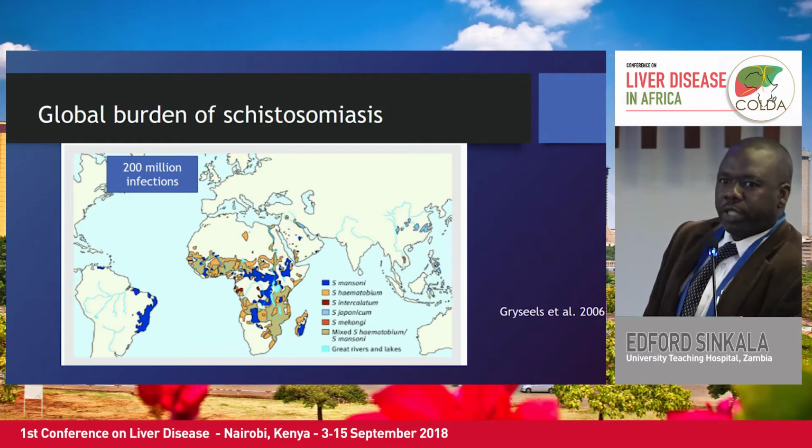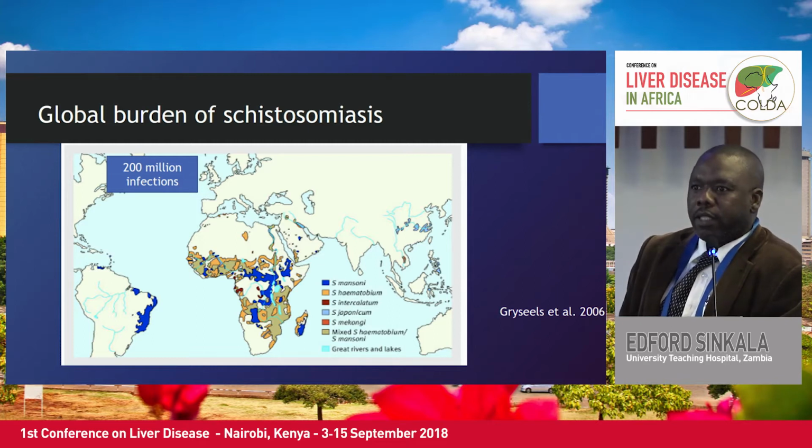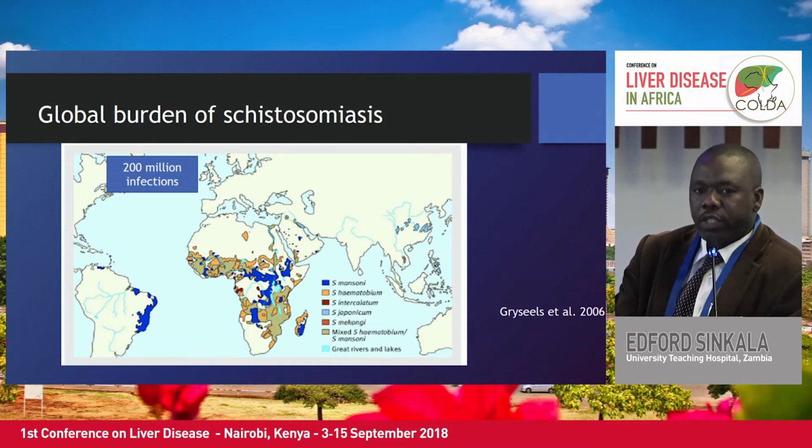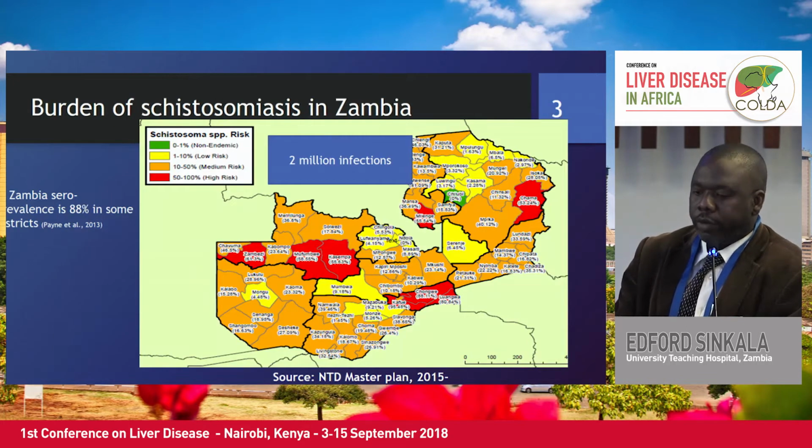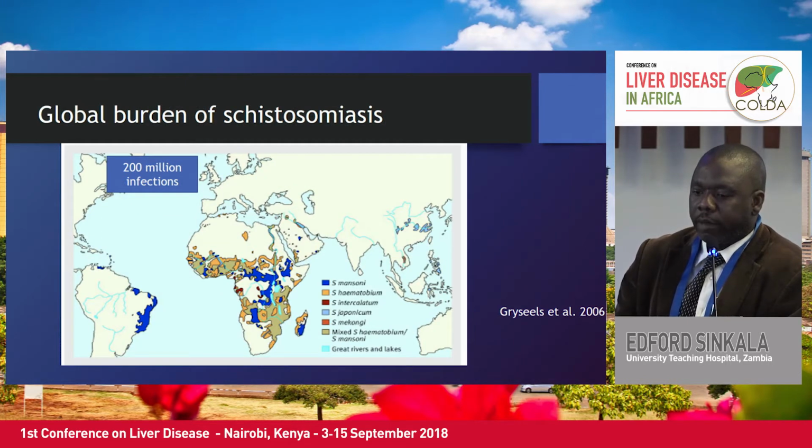So I'll start with the burden of schistosomiasis. As you may see there, it's quite prevalent, especially in Africa. You can see there are many species of schistosomiasis, but my focus this morning is on Schistosoma mansoni. There are many species. If you see the blue color, this is where the Schistosoma mansoni is so prevalent, as well as in South America.